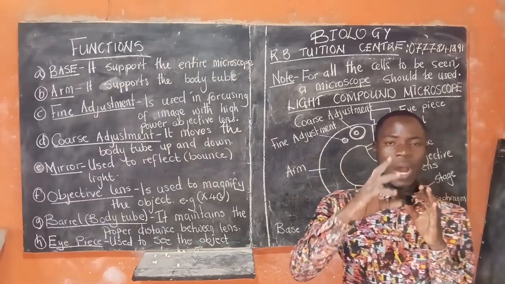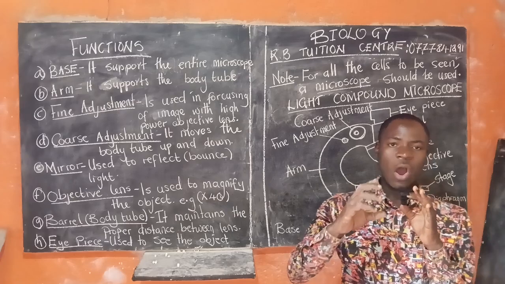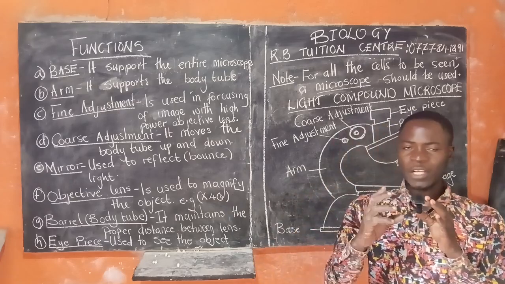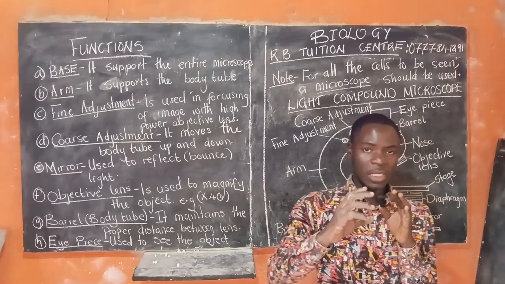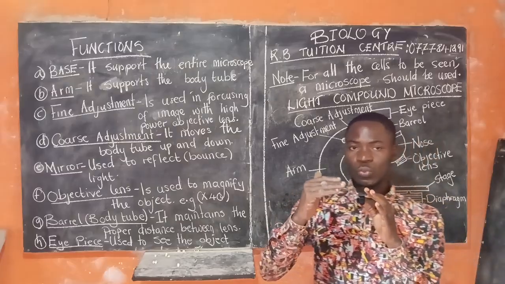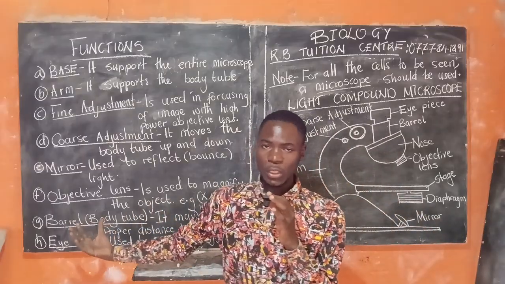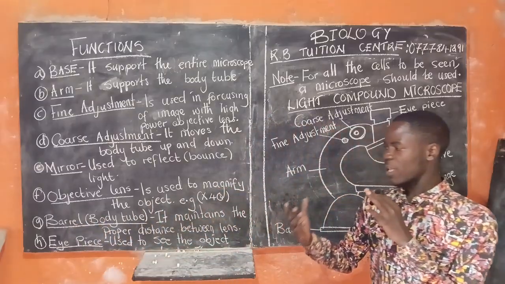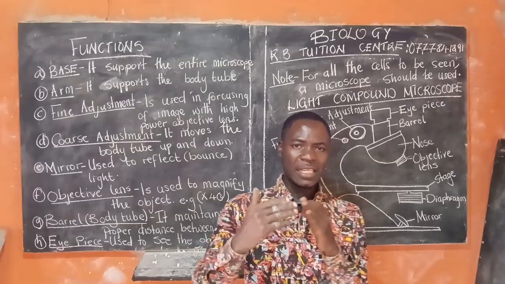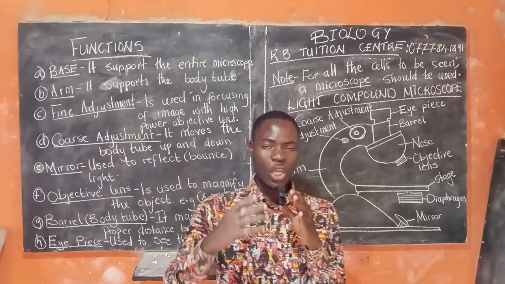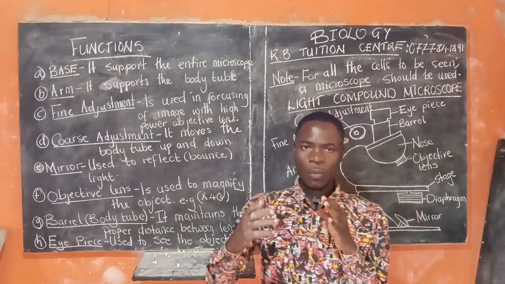The eyepiece: what is its function? Its function is to enable the object to be seen. It is used to see the smaller objects. Then we have the barrel, commonly known as the body tube. Its function is to maintain the proper distance between the lenses. Are we getting the point? That is the function of the barrel or the body tube of the microscope.